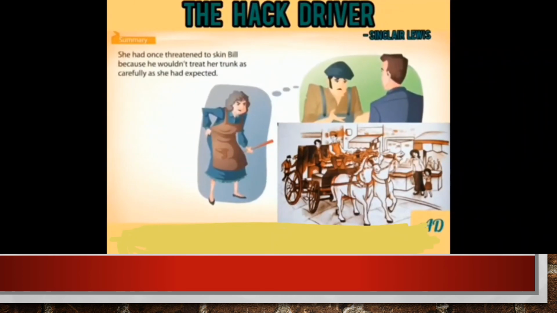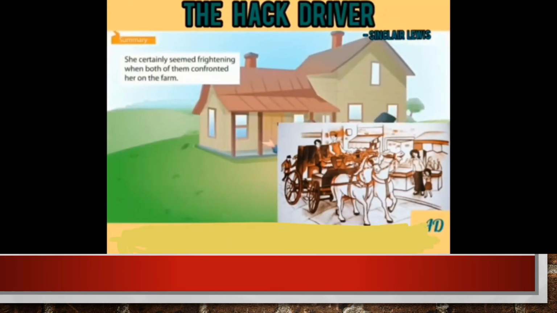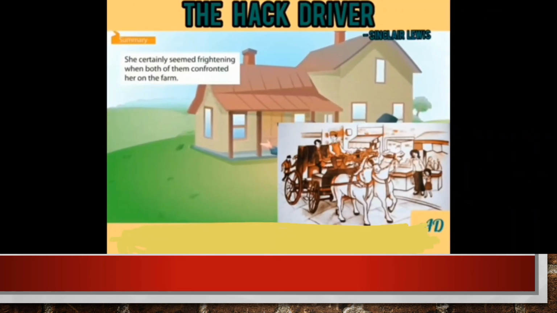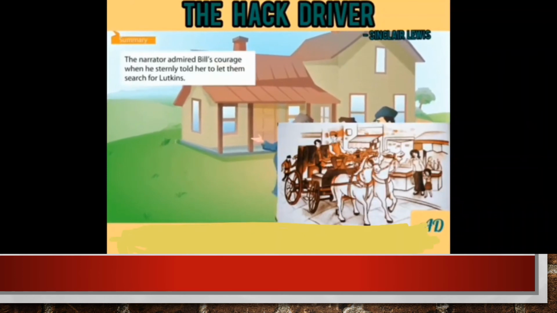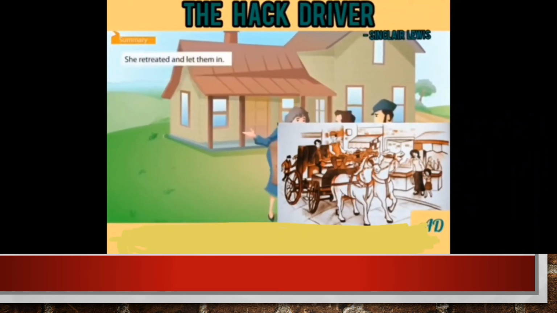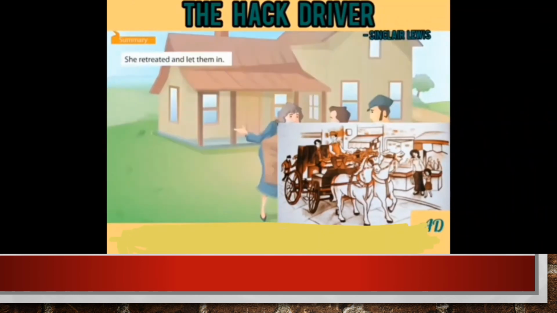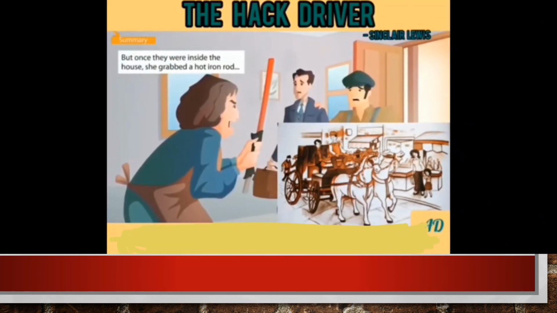She had once threatened to skin Bill because he couldn't treat her trunk as carefully as she had expected. She certainly seemed frightening when both of them confronted her on the farm. The narrator admired Bill's courage when he sternly told her to let them search for Lutkins. She retreated and let them in. But once they were inside the house, she grabbed a hot iron rod and threatened to burn them if they dared to search her house.